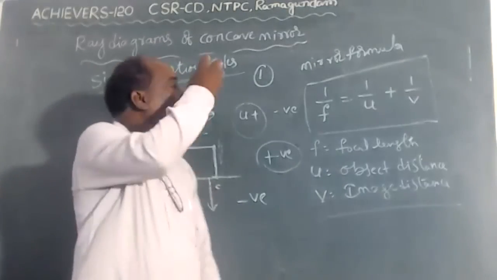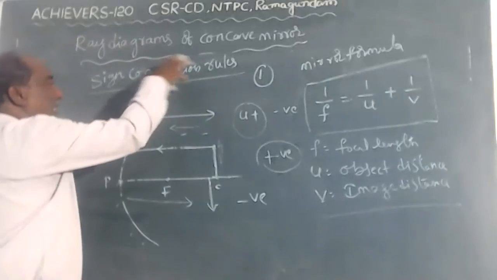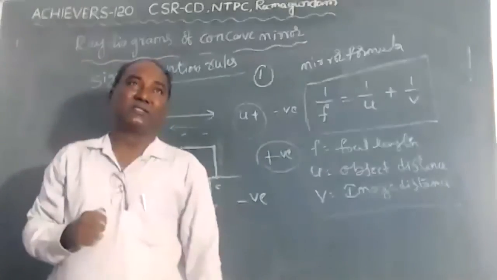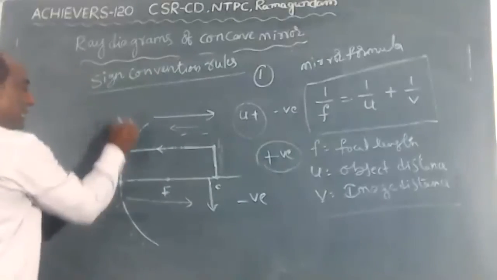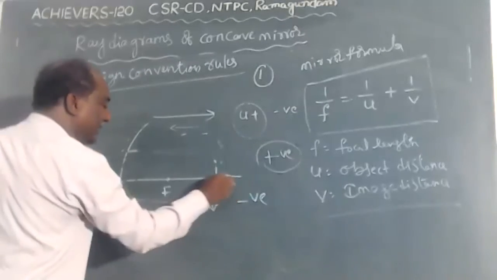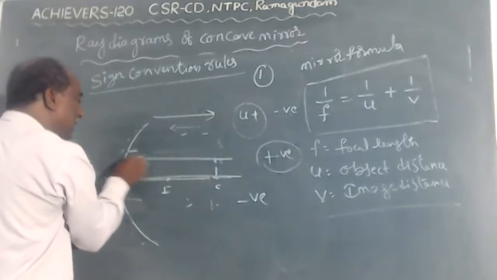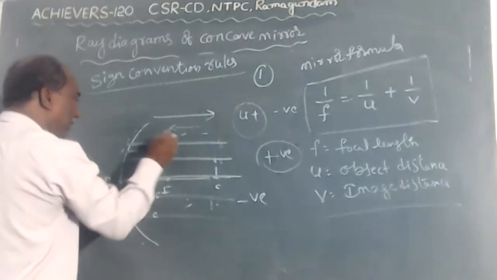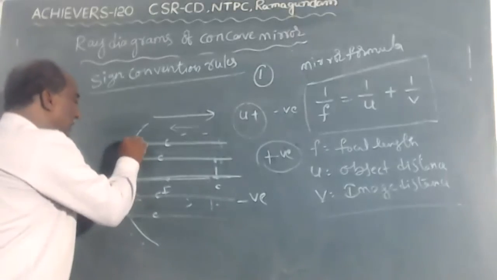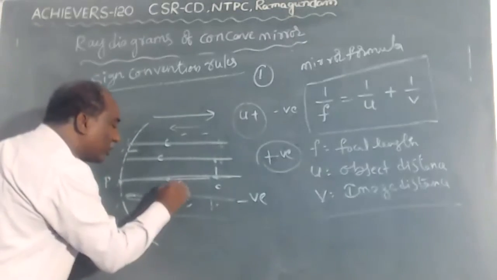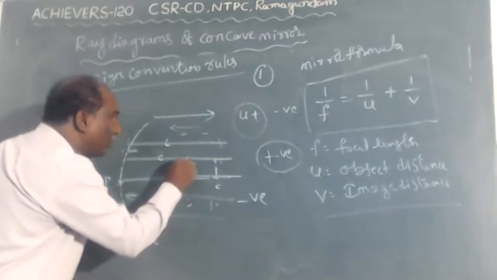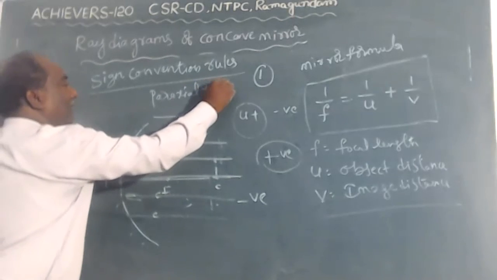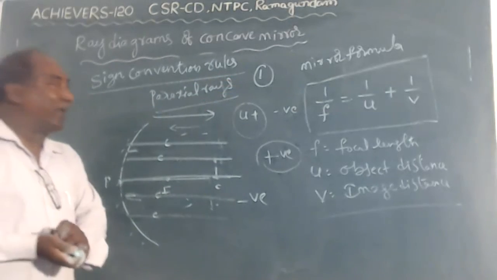First you should understand the question, what question is given, and according to the question you have to place the object on the principal axis. So see, children, it is a principal axis. For example, this is the principal axis. These are all the parallel rays. The parallel rays which are closer to the principal axis, we have to call paraxial rays. Very important for 1 mark question.